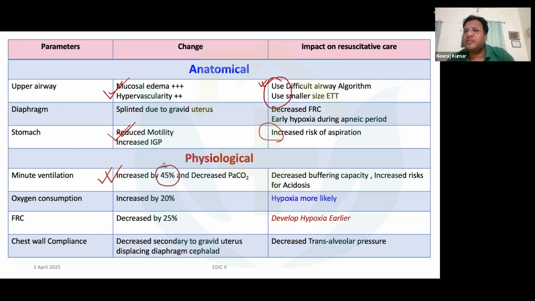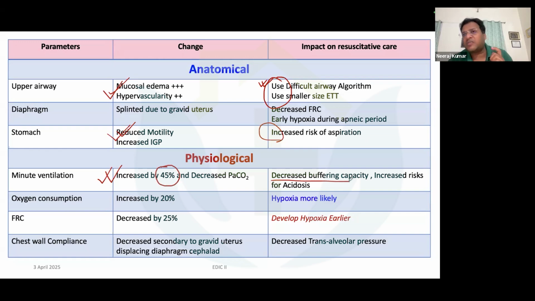So if minute ventilation increases, what will happen? The PaCO2 in the blood will not be retained. The PaCO2 will slowly decrease, and that's why the patient will have a decreased buffering capacity. If the buffering capacity is affected, the chances of acidosis in these patients will be more, because the buffering ability of the body will be compromised.